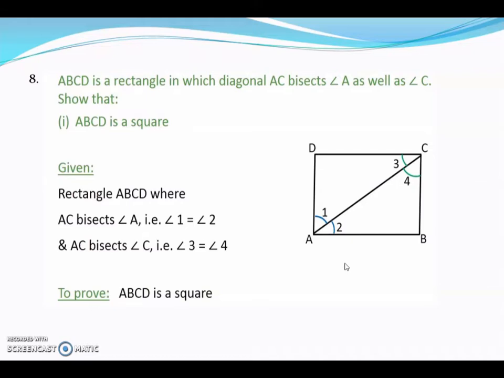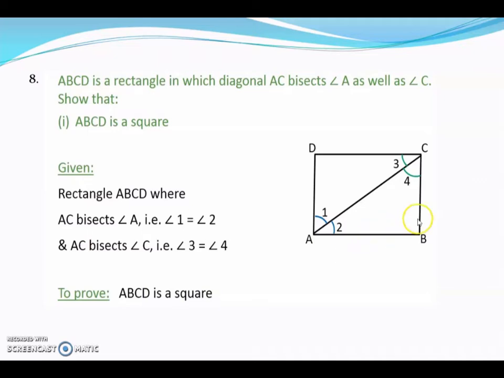You don't need to prove that first it's a parallelogram, then it has all sides equal, then all angles 90 degree, like you did earlier in one of the questions. It is already given it's a rectangle, which means that all properties of a rectangle are true for this ABCD. The only additional property that you have to prove is that in a rectangle, only opposite sides are equal in length, and in a square, all sides are equal in length.